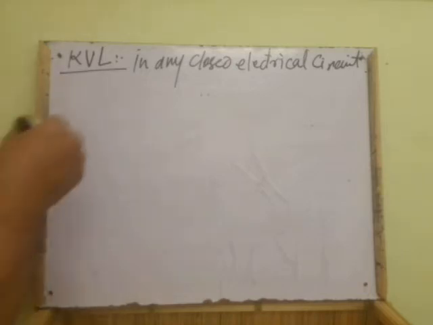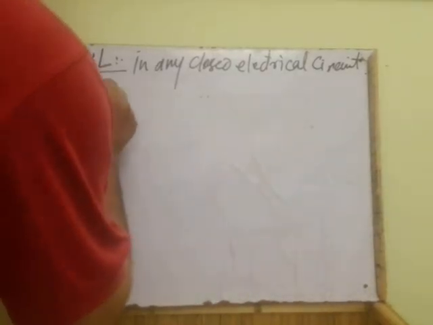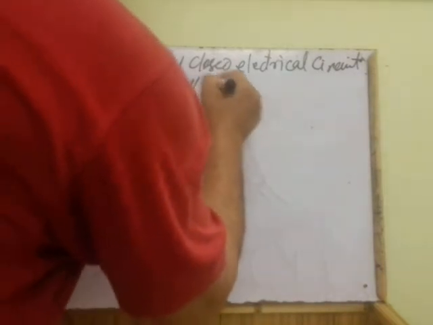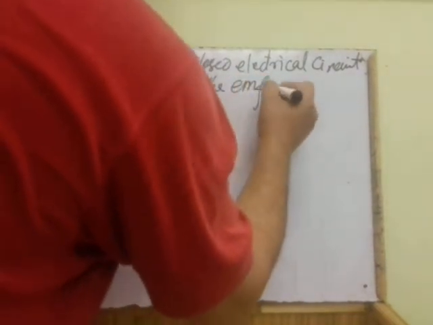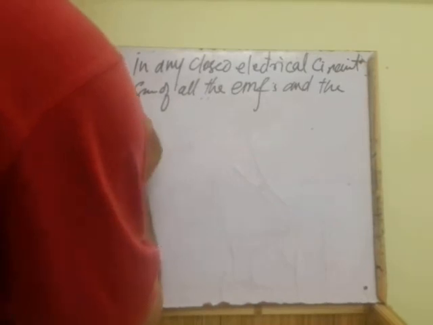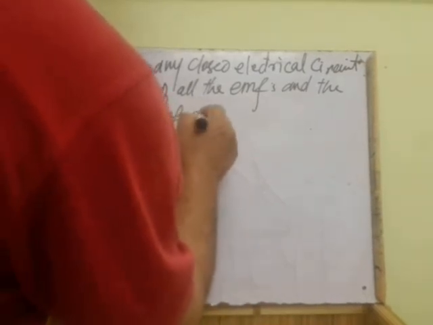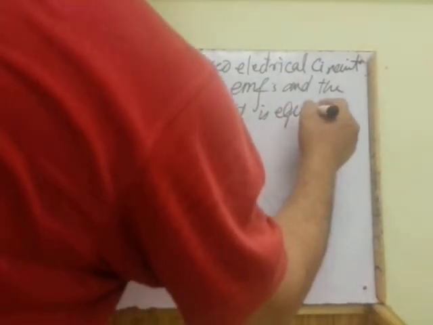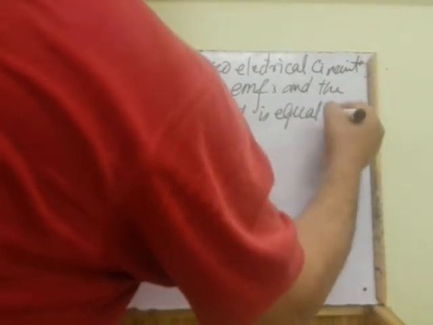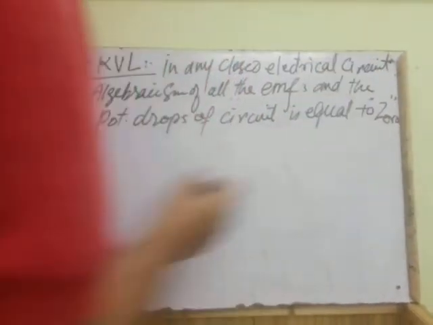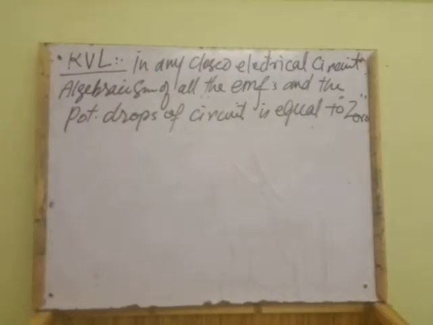0. Algebraic sum of all the EMFs and the potential drops of the circuit is equal to 0. Again, this is the law of conservation of energy.